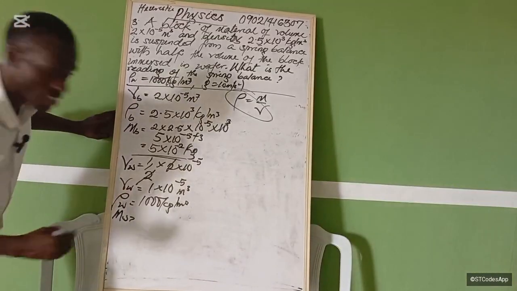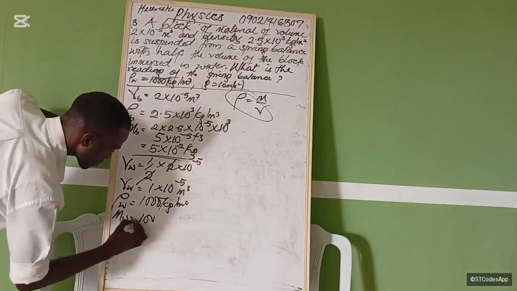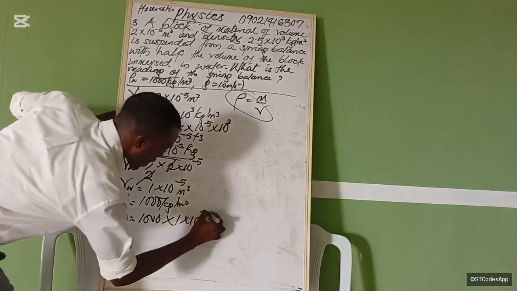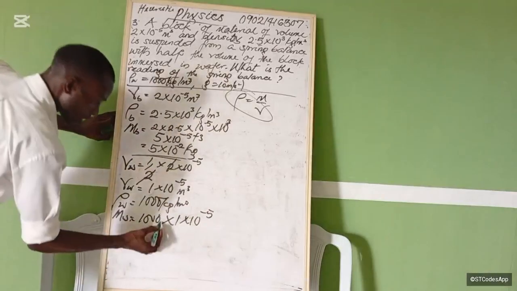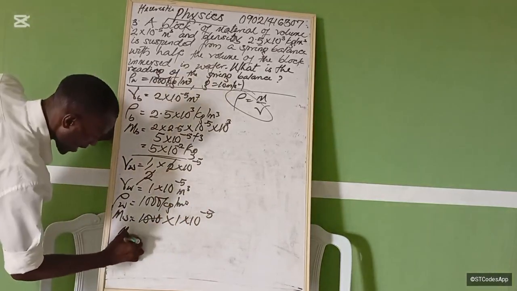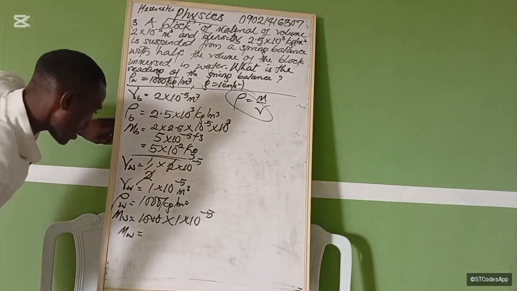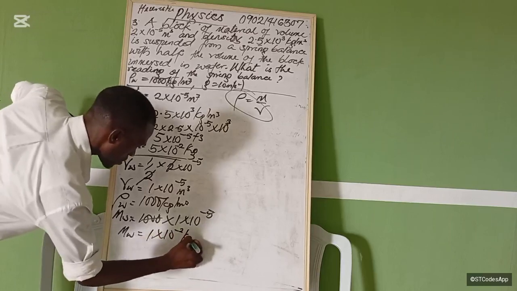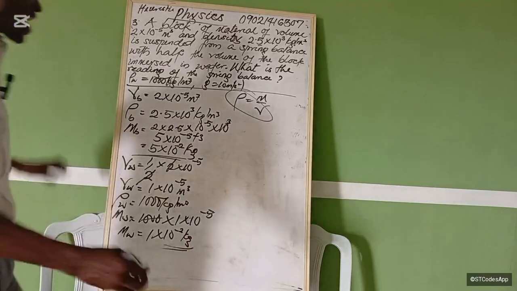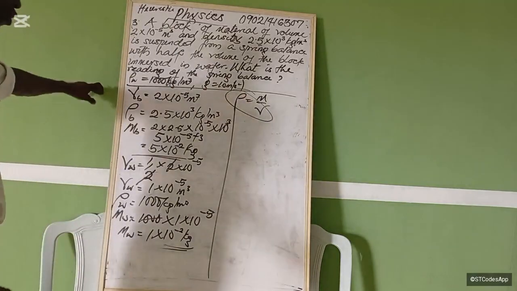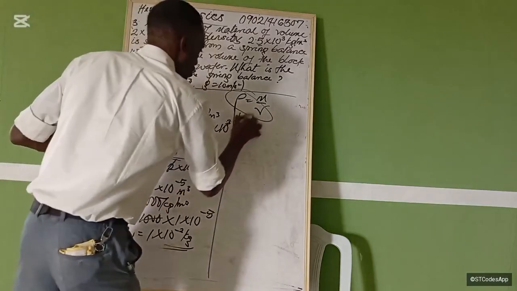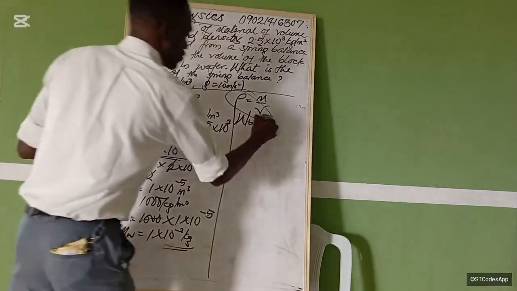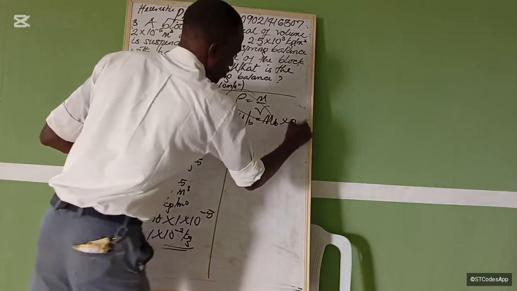Density times volume. So we have 1000 times 1 by 10 to the minus 5. This makes sense, yeah? Then we have the mass of water, which is going to be 1 times 10 to the power minus 2. I'm trying to avoid mistakes. Okay. Now, in order to find upthrust, we need weight. So let's calculate the weight of the block from the mass of the block. Weight of the block is the mass of the block times acceleration due to gravity.